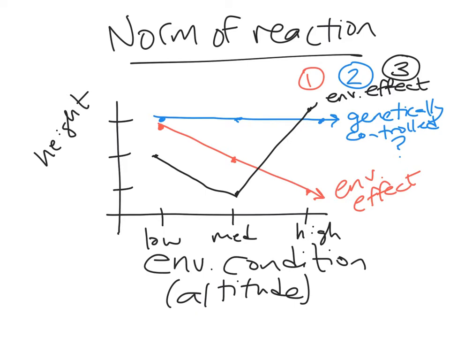Any follow-up questions on norm of reaction plots, additional questions, concerns, want another example? I was just wondering, I remember something about overlapping lines indicating something. So overlapping lines. You said it was environment, if it was overlapping. It's mostly about the slope. If you change the environment and the phenotype changes, then there's a relationship between the environment and the trait.